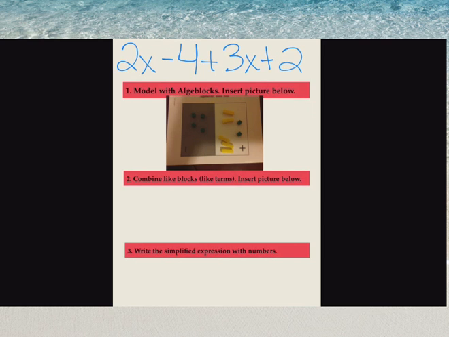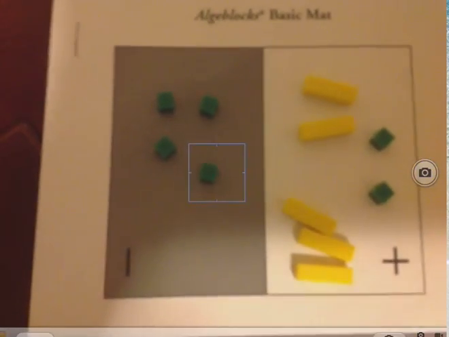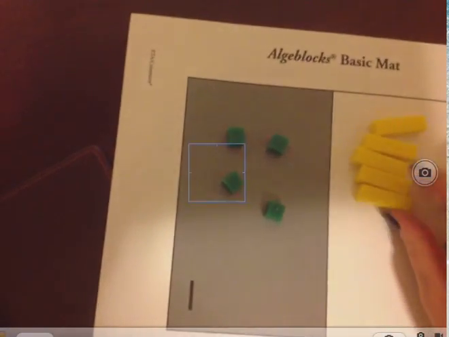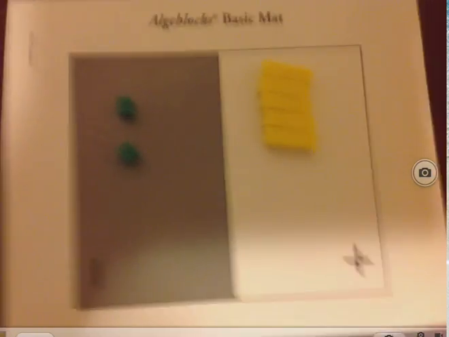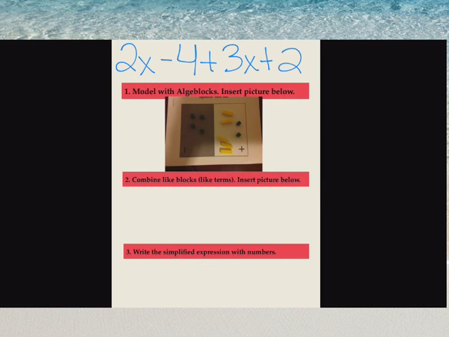Okay, next thing we need to do, combine like blocks, or in other words, like terms. Well, we can definitely combine all our positive x's, right? Okay, put those together. Now let's take a look at our greens. I see some zero pairs we could make. 1 positive, 1 negative, take it away. 1 positive, 1 negative, take it away. Okay, so here's our expression simplified. Remember, we cannot combine yellows with greens, not the same block. Okay, go ahead and take a picture. Drop that into GoodNotes.